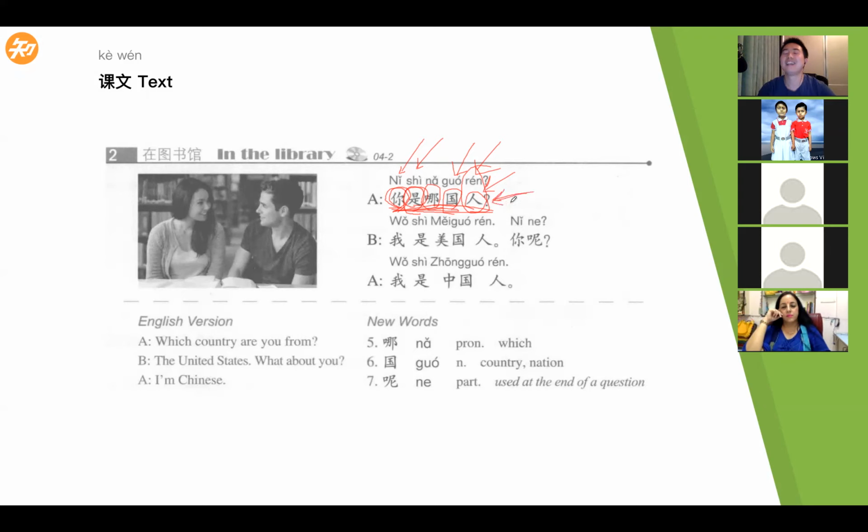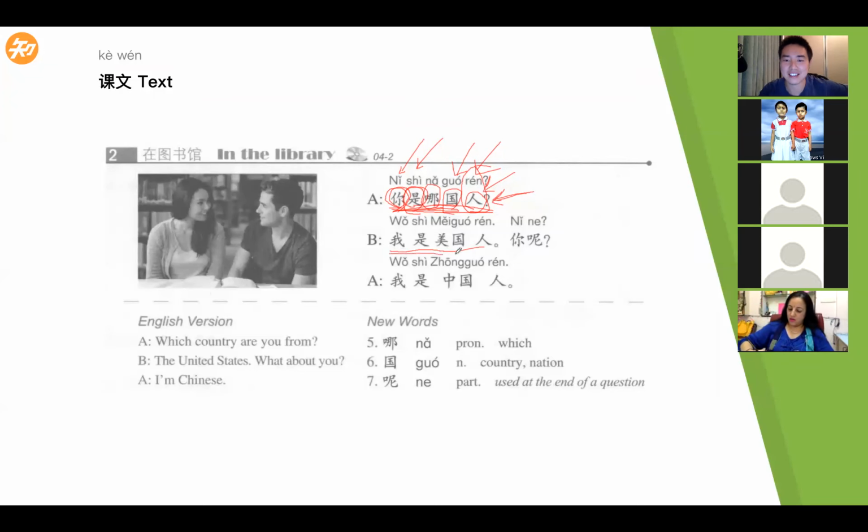我是 Okay. 我是印度人, not 英国人. 英国人 is the British. 印度人 is the Indians. Okay. Yeah. Now, okay, 对不起. It's okay.